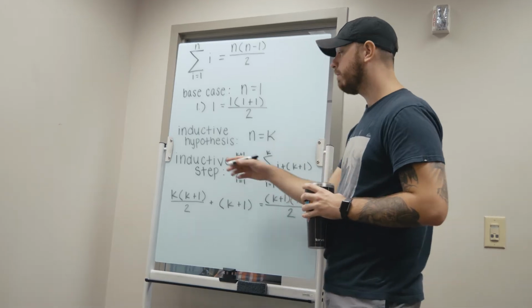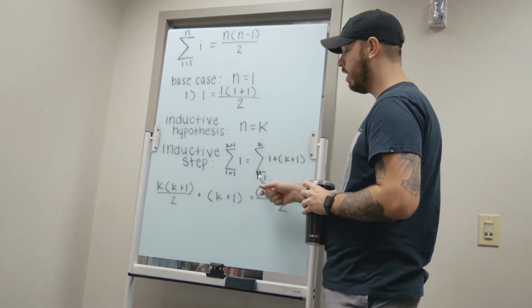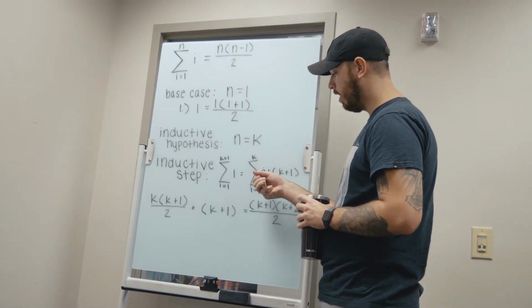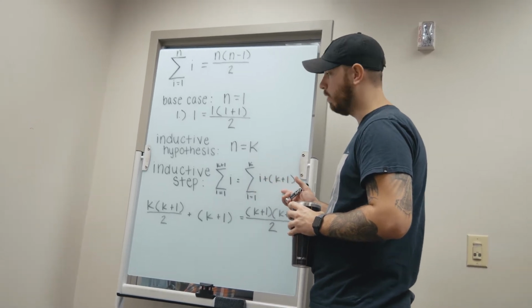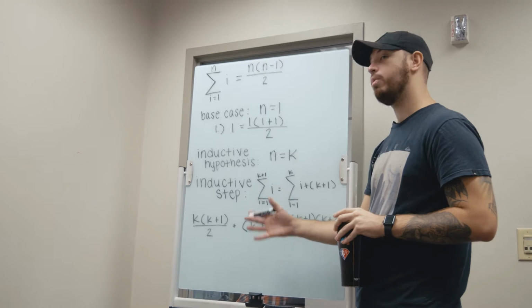We're gonna set n equal to k. From there, we have our steps. We're gonna take the summation k plus 1, i equals 1, and we're gonna set it equal to the summation of k, i equals 1, and then i plus the parentheses of k plus 1. Yes, what's your question? Why does n equal k? So that is just our hypothesis that we are testing.